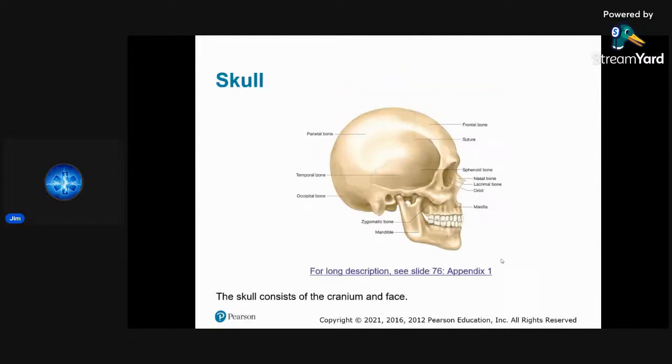Here's a nice picture of the skull that consists of your cranium and face. And as you can see, your skull has several bones that are fused together. We'll talk about these fissures or the fusion lines later on in pediatrics. But you can see the frontal bone, you have the parietal bone, the temporal bone is in the temporal area, and the occipital bone is in the back of the cranium.